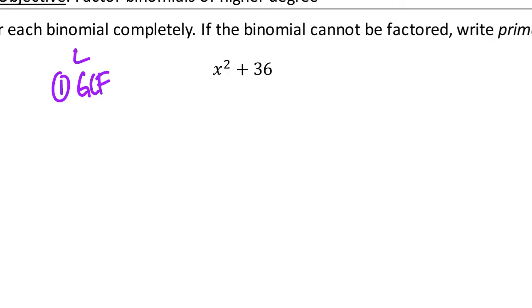All right, what did you guys say? Do I have a GCF? No GCF. So now let's look at, I shouldn't put an x. I don't want people to think the GCF is x.